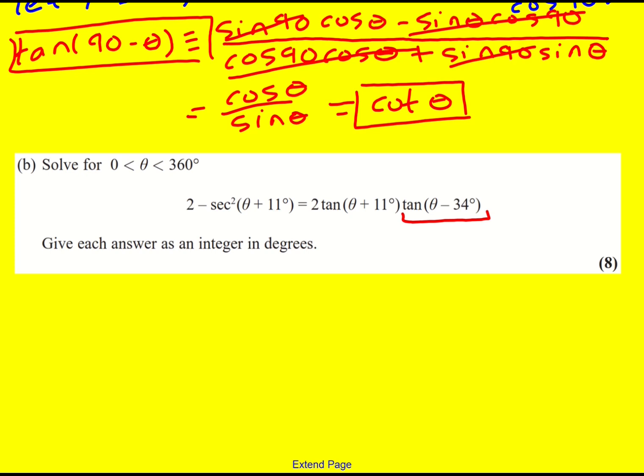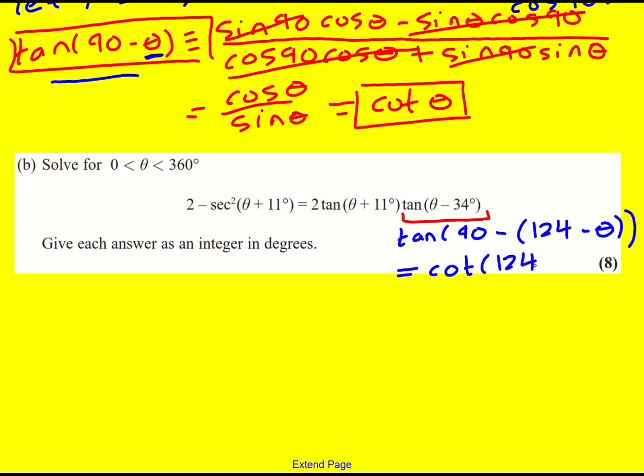I've also got a sec squared, which I need to get in terms of tan squared. But when I did it, I thought, right, the first thing I'm going to do is look into this tan(θ - 34). Can I write it in the form tan(90 - θ)? Tan of 90 minus... Now to get minus 34, I'll do 124 here. That will then give me minus 34. And if I put a minus θ in here, then that checks out. And so it's now in the right form, but the θ here is actually my 124 - θ. So I'm going to get cot of (124 - θ).